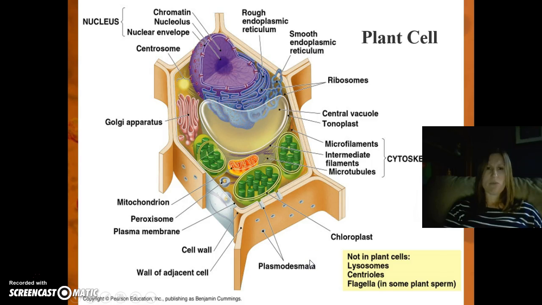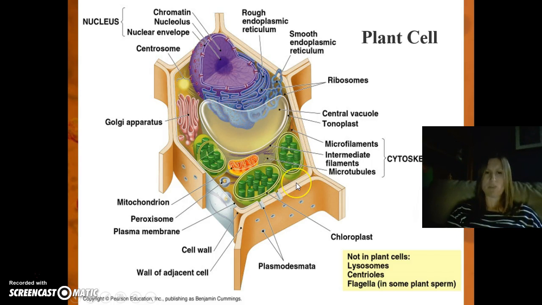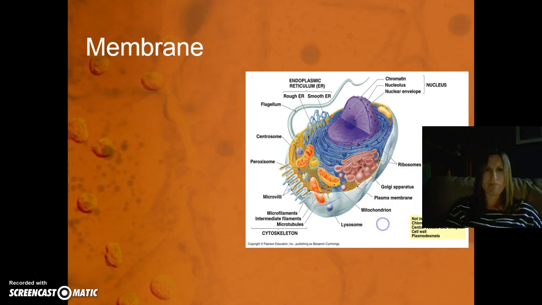In a plant cell, we're going to see the same thing. We're going to see that cell membrane again. We're going to see the nucleus. We're going to see the cytoplasm. And we are going to see membrane-bound organelles once again. And again, we are going to get much more in depth on this.